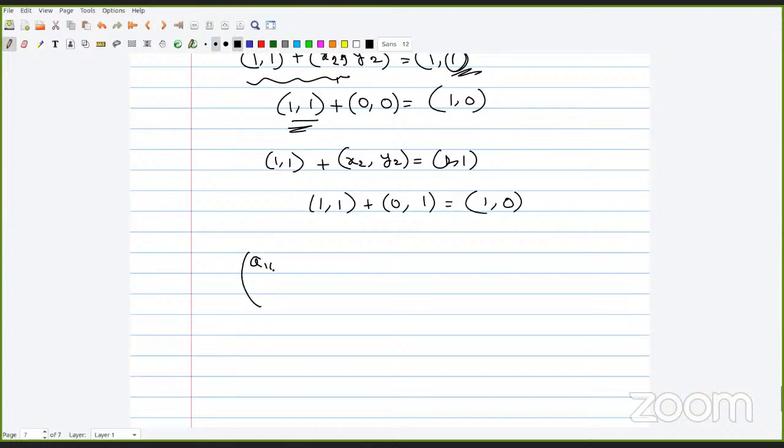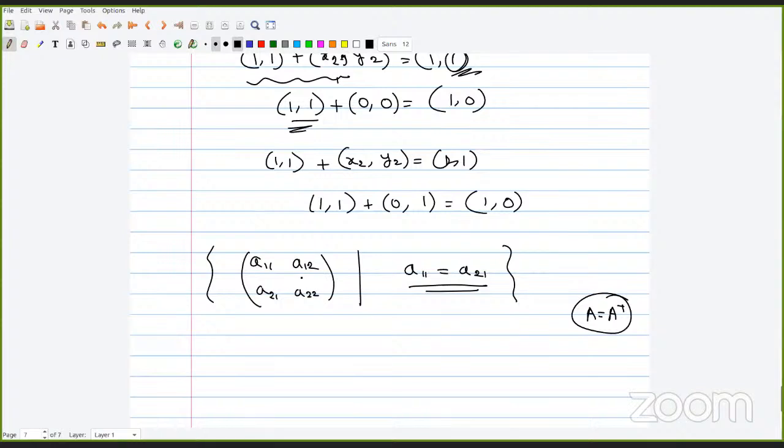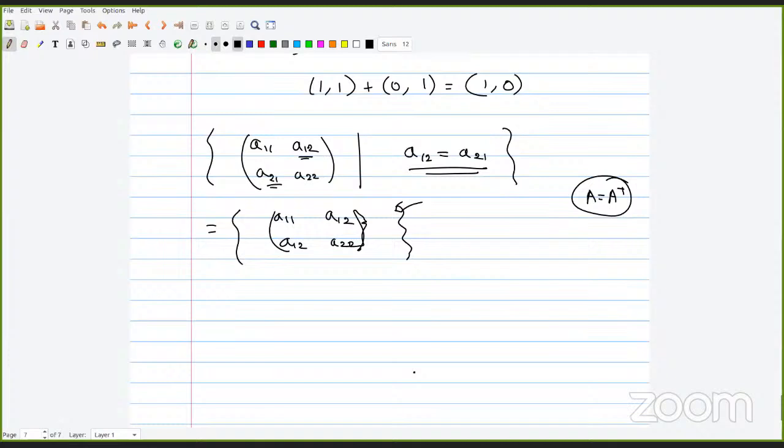Symmetric matrix means A11 should be equal to A21, right? Because in that case A equals A transpose, so the condition is A12 equals A21. So the matrix can be written like this: A11, A12 in the first row, and A12, A22 in the second row, right? Here by forming the basis, I could find the dimension of it is 3.